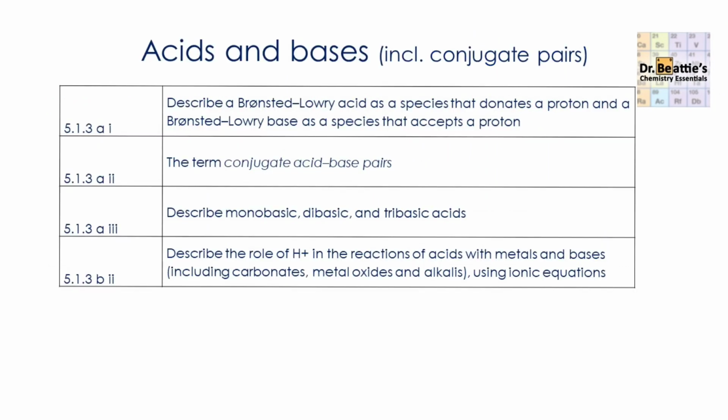So in this video, we've covered quite a lot of different things. We've looked at the definition of an acid in terms of Bronsted-Lowry, and we've also looked at the definition of a base. We've come across conjugate acid-base pairs. We've looked at monobasic, dibasic, and tribasic, and then we've even looked at ionic equations, etc.